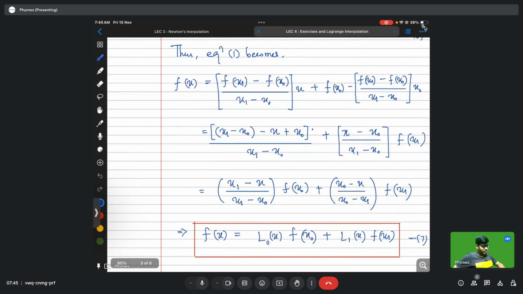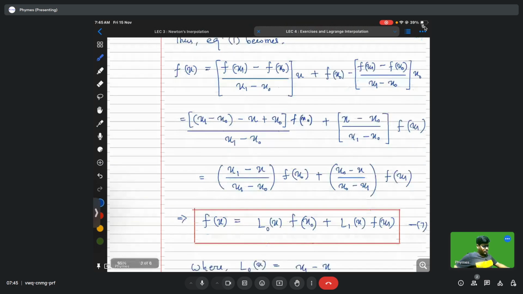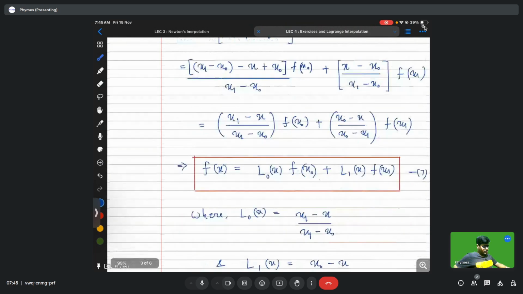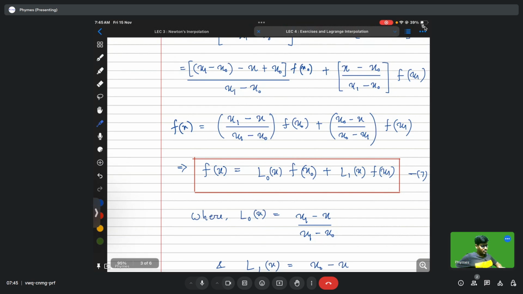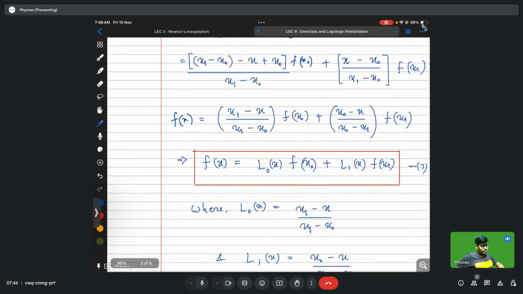There will be f of x0 here. There is a mistake. And here there will be f of x0 multiplied with this quantity. And as usual, you will get f of x in a form like this, where this is f of x0 and this is the f of x1 value.